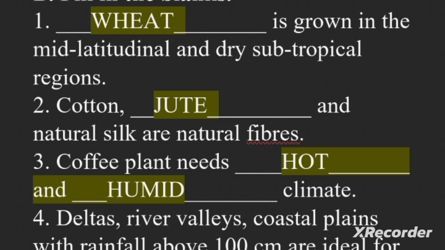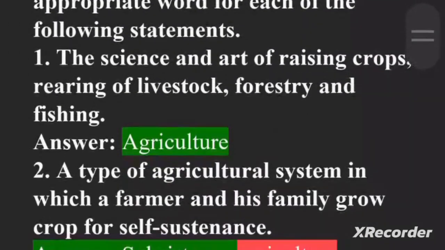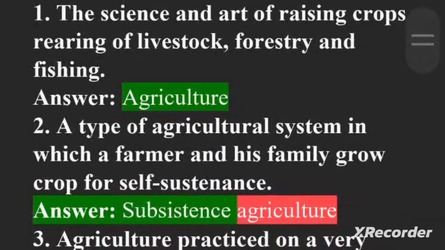Now, moving to the next question. Write a technical term or an appropriate word for each of the following statements. These questions are very, very important, so do learn them properly. The science and art of raising crops, rearing of livestock, forestry and fishing is known as agriculture.